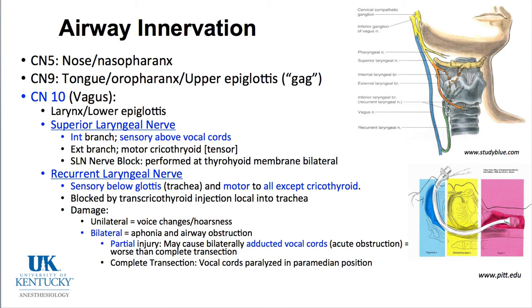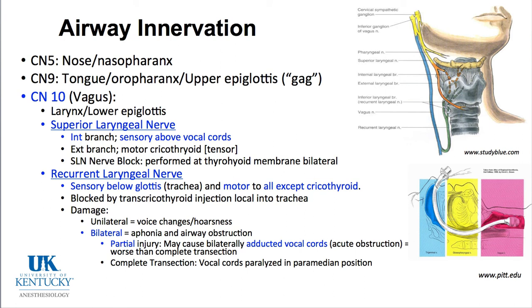Now, the recurrent laryngeal nerve is sensory below the glottic opening and is motor to all of the muscles except the cricothyroid. It can be blocked by injecting a local anesthetic through the trachea, transcricothyroid injection, and as you cough, as the local anesthetic goes up and down the trachea, it anesthetizes this distribution below the vocal cords, that is the recurrent laryngeal nerve.